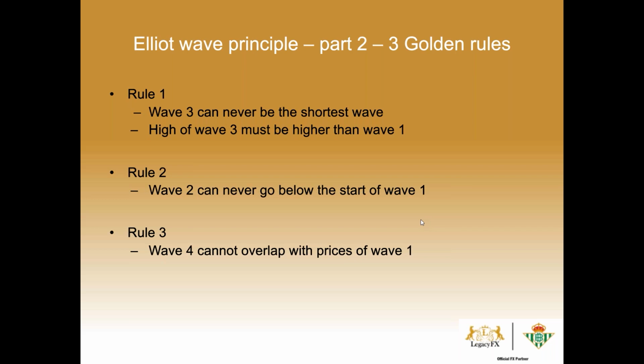So the 3 golden rules are simple. Rule number 1, wave 3 can never be the shortest wave. It doesn't mean it can't be shorter than number 1 or 5, but it can never be the shortest wave. If you find what you think is Elliott wave and wave number 3, which is a second impulsive wave, is shorter than the other two, either in duration or in pips, you misplaced the waves. You need to restart the count. It doesn't always complete 3 waves.